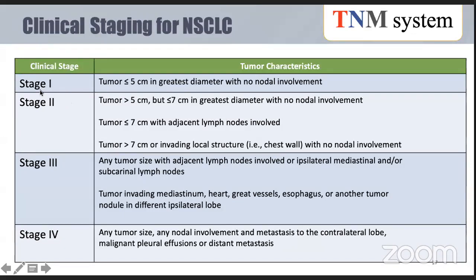So for example, for stage 1 non-small cell lung cancer, the tumor is 5 centimeters or less, so this is the T, or the size, okay, and there is no nodal involvement, so N will be 0, M will be 0, so this is stage 1, and so on. I will not go through all of these. For example, for stage 4, we have distant metastatic disease.